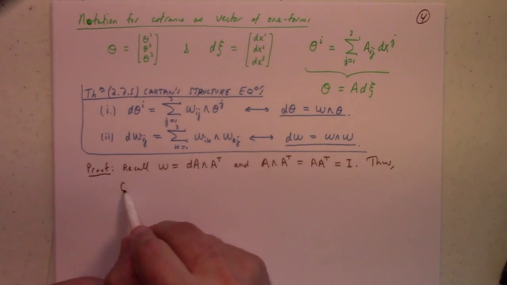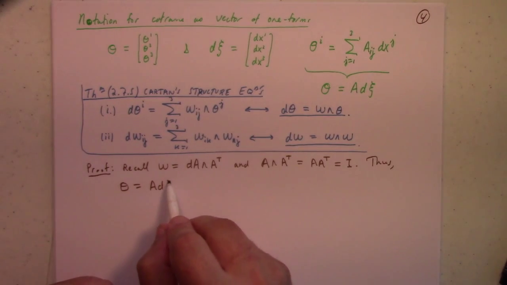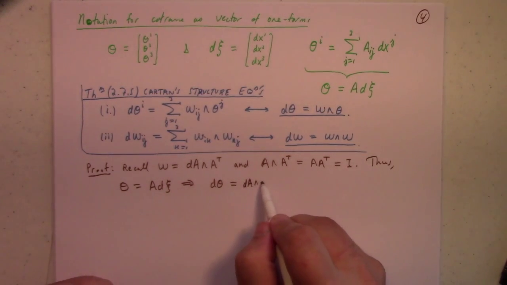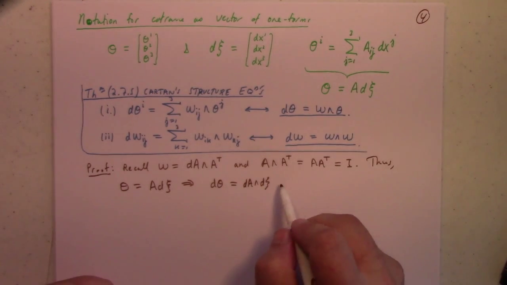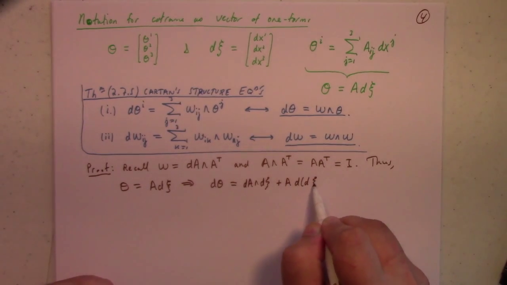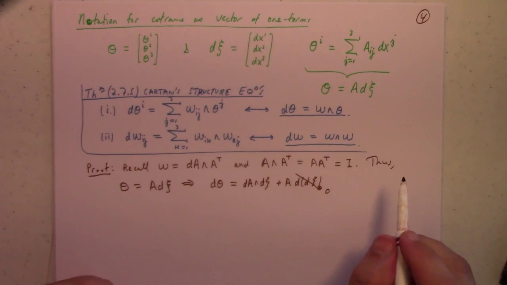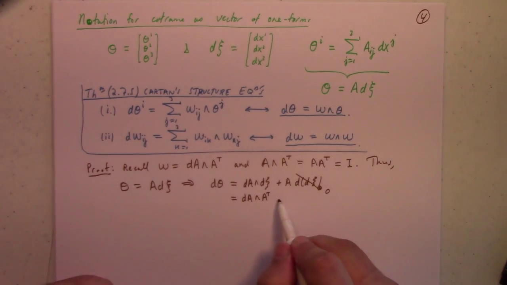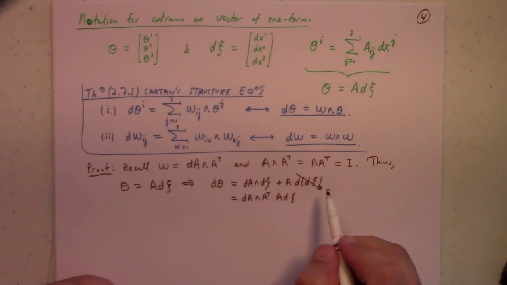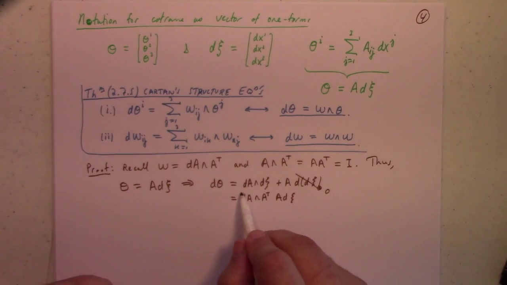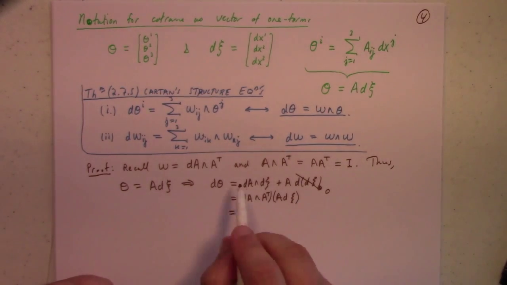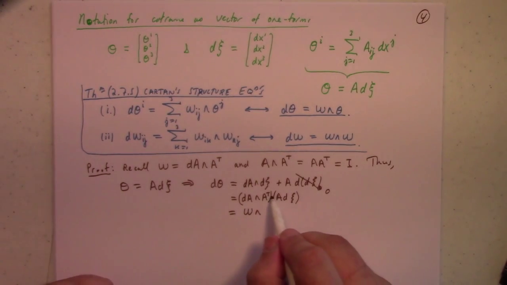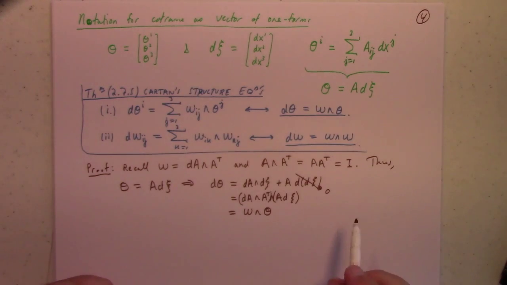So thus, if theta is equal to A d squiggle, then that implies that d theta is equal to dA wedge d squiggle plus A d squared squiggle. Of course, d squared is 0, so that's 0. And let's see here. This dA, we can trade for dA wedge A transpose times A d squiggle. But of course, lo and behold, we know these. This is dA A transpose, that's the connection form omega. And A d squiggle, well, that's theta. So we have omega wedge theta. And there you go. There's structure equation part 1.